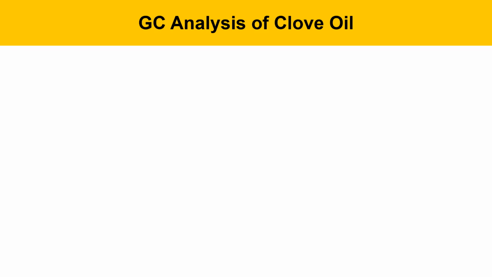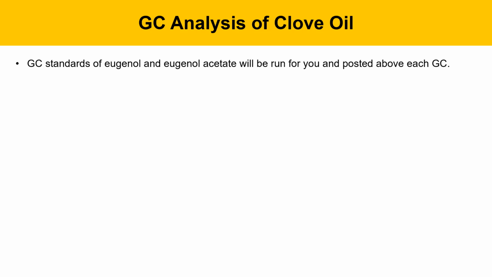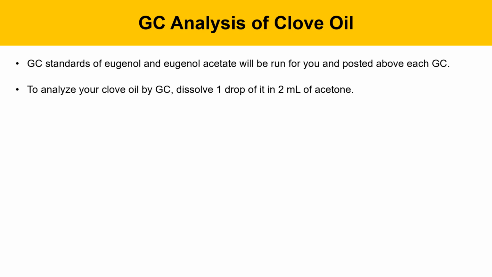Then we'll do GC analysis of the clove oil to see what kinds of components are present. GC standards of eugenol and eugenol acetate will be run for you and posted above each GC. We don't have a standard of caryophyllene, but you can infer its position based on its boiling point compared to the other two compounds.